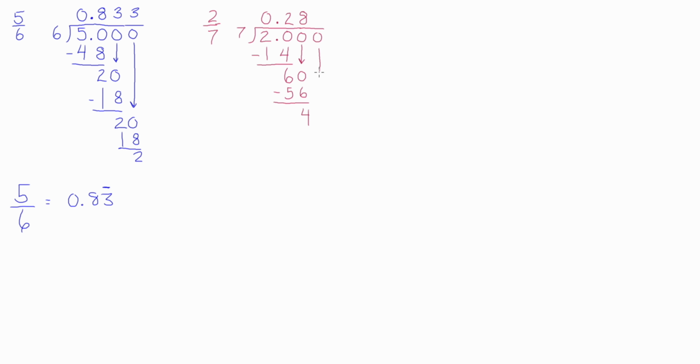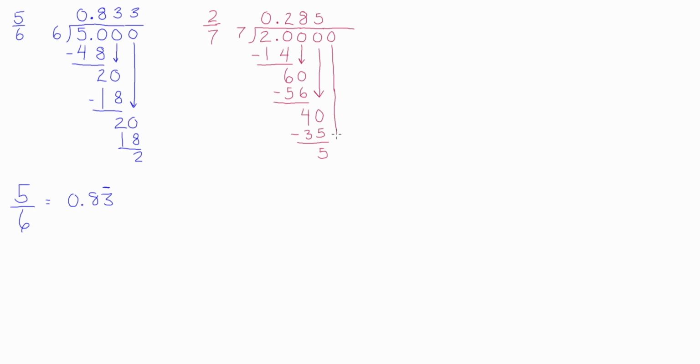When we carry this 0 down, we now have 40. Well, how many times does 7 go into 40? Well, 7 times 5 is 35. We're not going to fit another 7 in there. So 7 times 5 is 35. And we subtract, we now have 5. Let's keep going. We'll put another 0, bring that down.